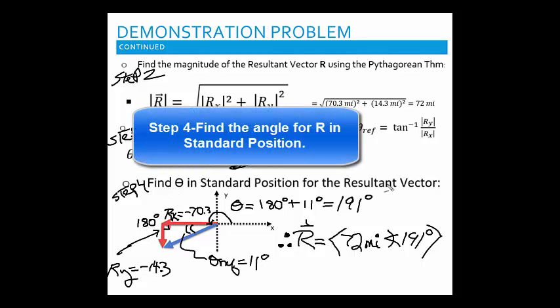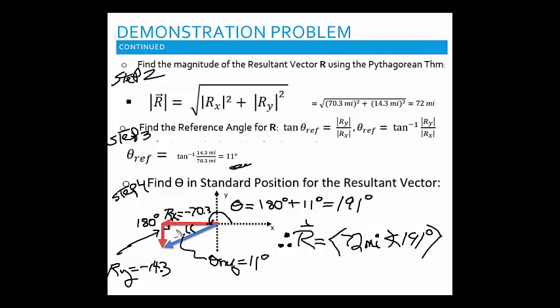Step 4, find theta in standard position for the resultant vector R. The negative x-axis is 180 degrees, theta ref is 11 degrees, and the resultant vector is in the third quadrant. Therefore, theta in standard position is 180 degrees plus 11 degrees, or 191 degrees, giving us a final result. The resultant vector is 72 miles at an angle of 191 degrees. Now it is your turn to work some problems.